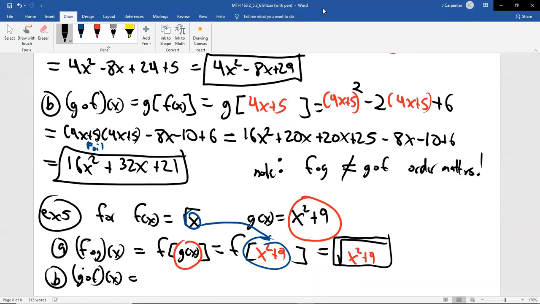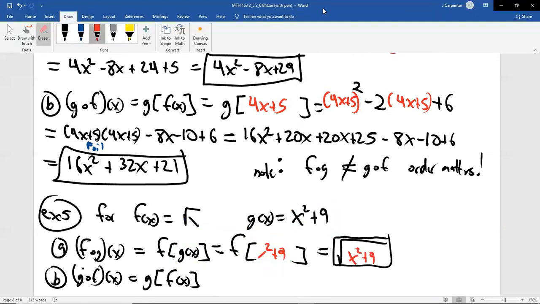Now let's do g of f of x. Okay, so that's g bracket f of x. Let's erase all my Madden stuff. Got a little too erasey. There we go. So then we replace the inner function with what it is. The inner function is f of x, so we replace it with square root of x.